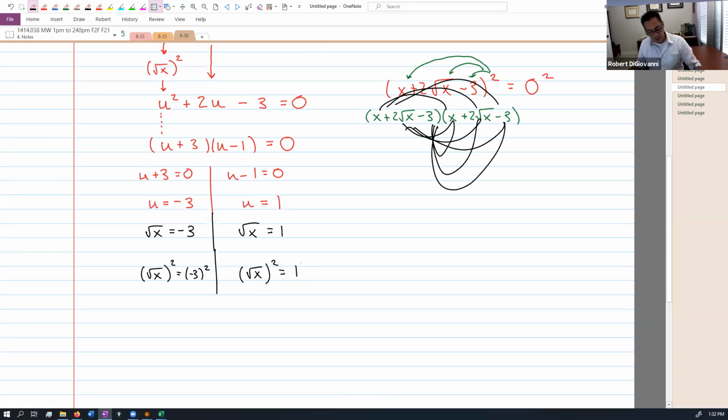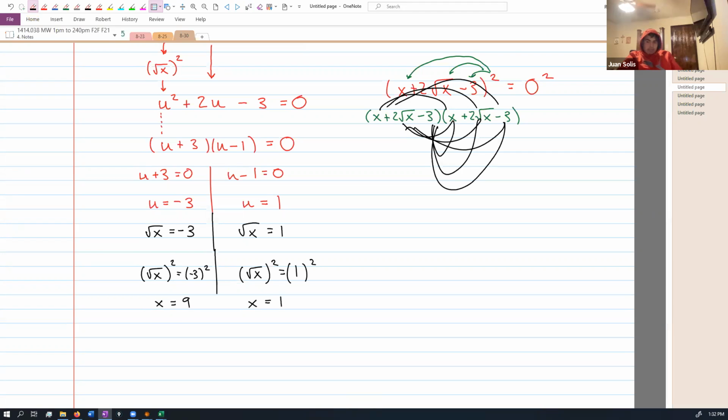Okay, what do you get on the left-hand side, Juan? X is 9. And then on the right? 1. Okay. Is that it? And then don't you have to check answers? Absolutely, because we square both sides. At any point in the problem, if you ever square both sides, you've got to check your answers. So we have to check them.